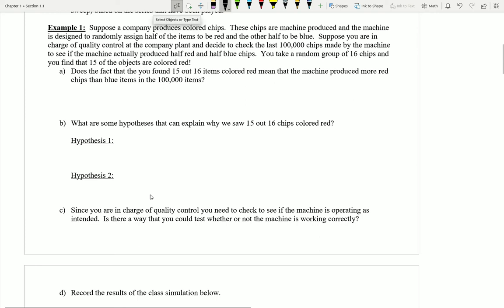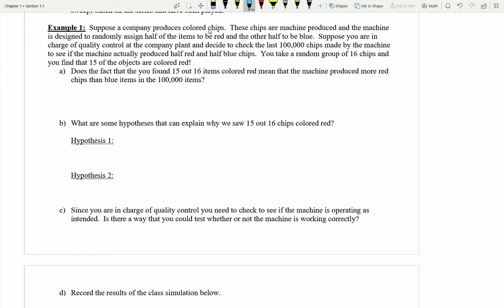So let's actually take a look here at example 1. See what this scenario is all about. Suppose that there's a company that produces colored chips. Okay, so this isn't a very thrilling problem, but let's suppose that there's a company, they produce chips, maybe like poker chips or something like that.